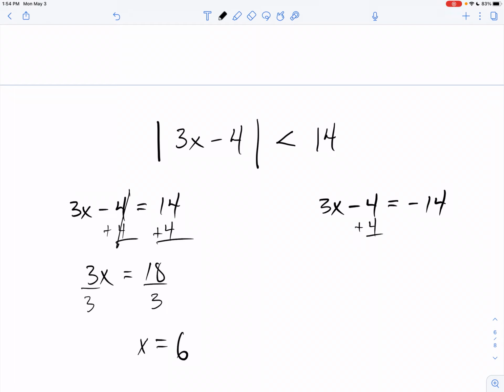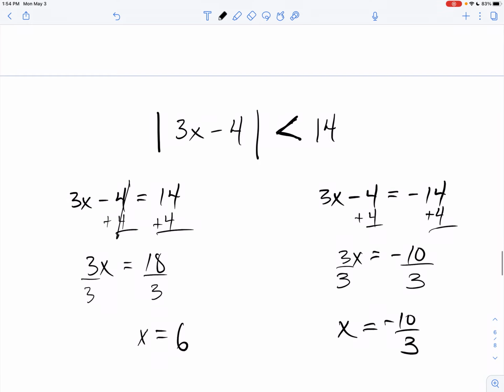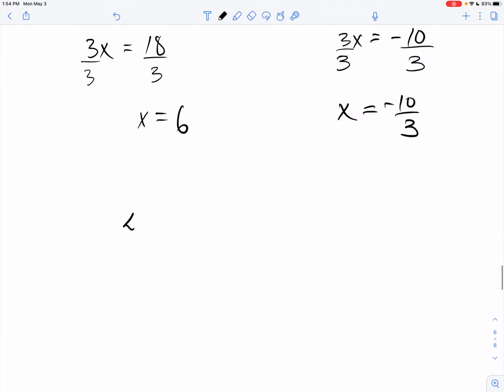And then over here, I could do the same type of manipulation. It's very similar. But this time I'm going to get negative 10/3 or negative 3 1/3. Whatever makes you happy. But I know that this guy right here is going to tell me, hey, you are facing inward toward the absolute value. So when you break up your number line, just letting you know, there's 0. The number 6 is over here. Negative 10/3 is over here.